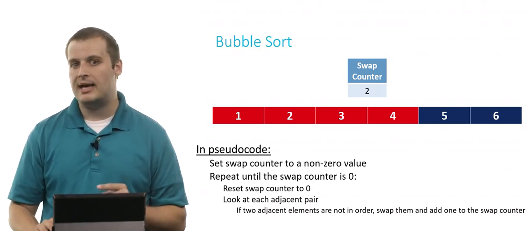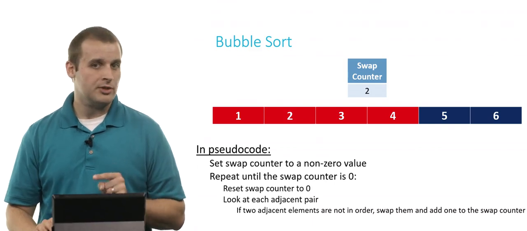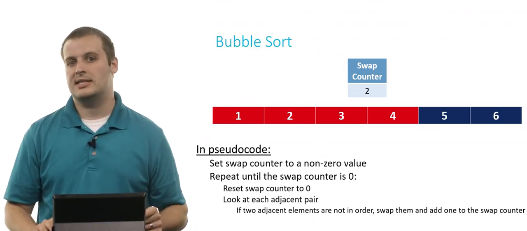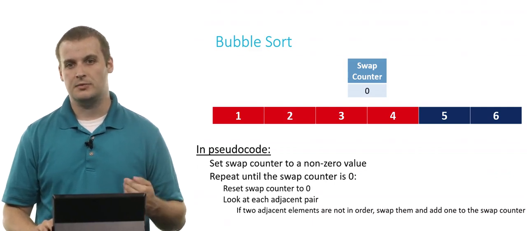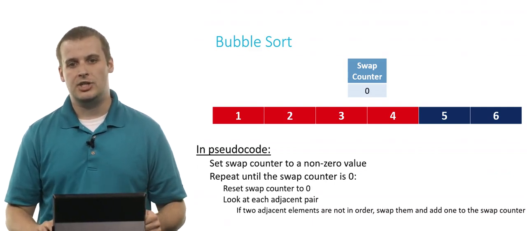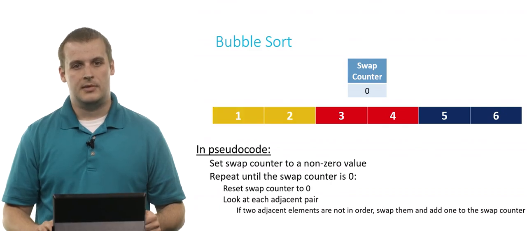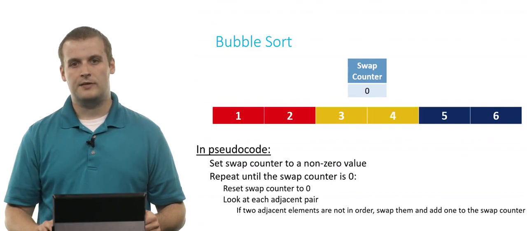So we've completed a pass. The swap counter is 2. So we're going to repeat this process again. Repeat until the swap counter is 0. Reset the swap counter to 0, so we'll reset it. Now look at each adjacent pair. That's in order, 1 and 2. 2 and 3 are in order. 3 and 4 are in order.